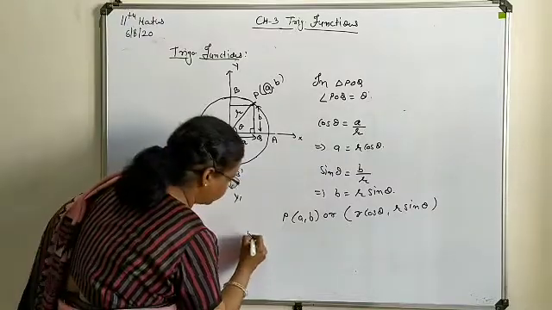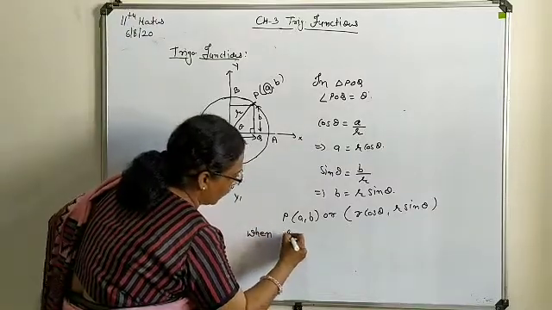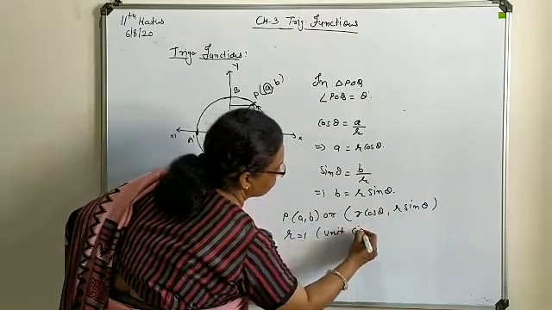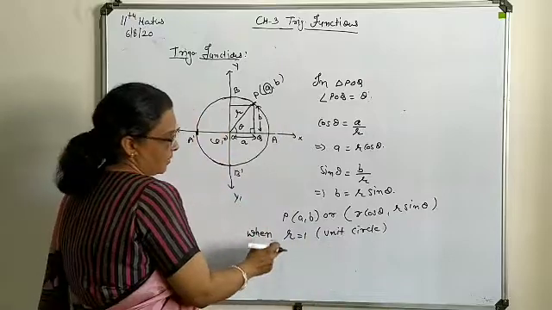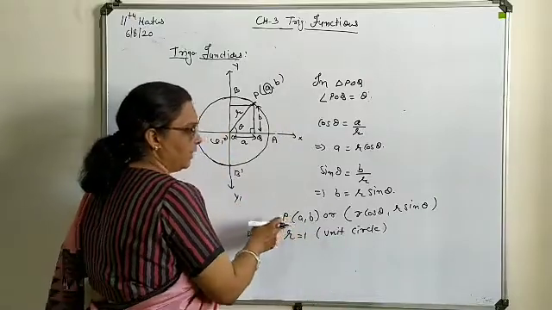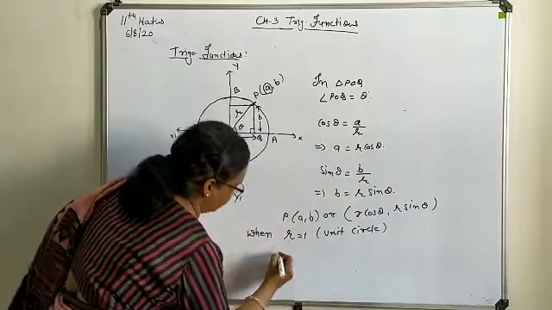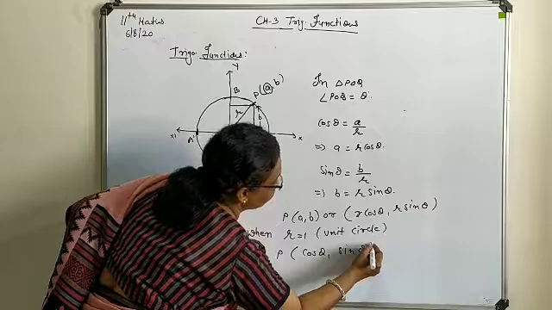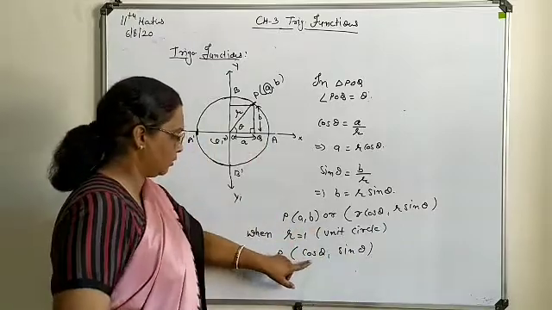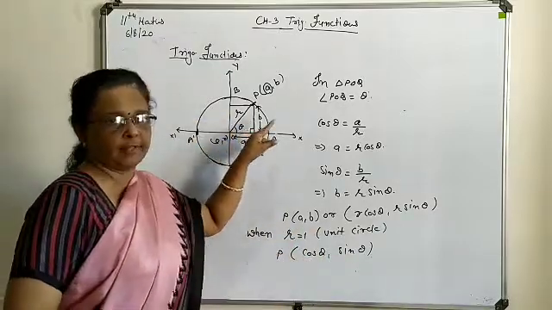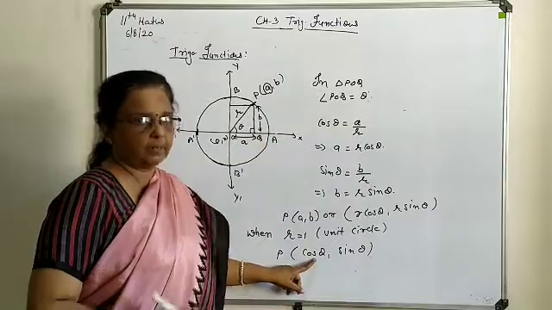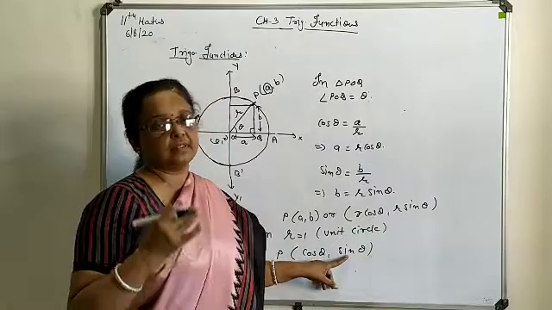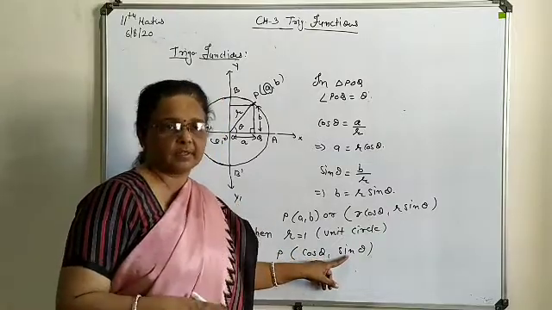Now when the radius is 1, you are talking about the unit circle, meaning R is equal to 1. So P will be converted to cos theta and sin theta. So we can say every time the x coordinate of any point on the circumference of the circle will be cos theta, and the y coordinate will give you sin theta.